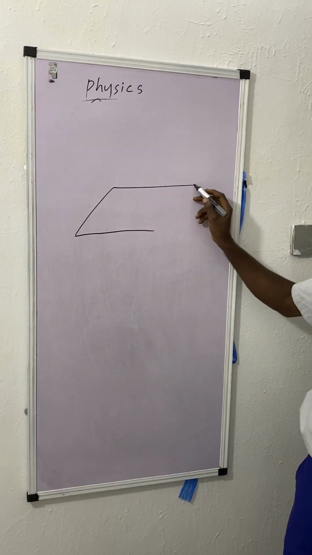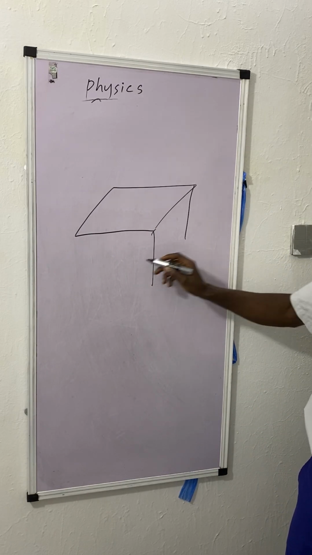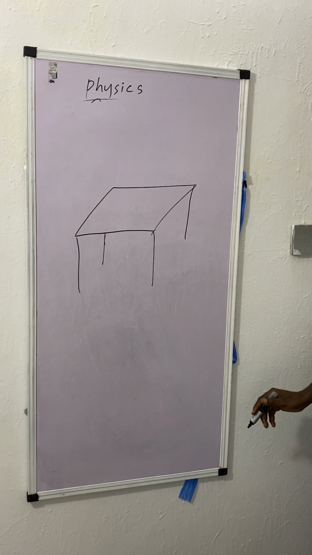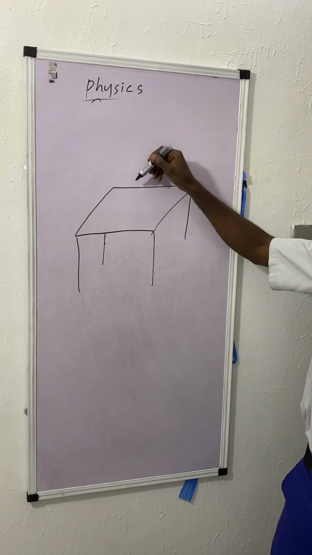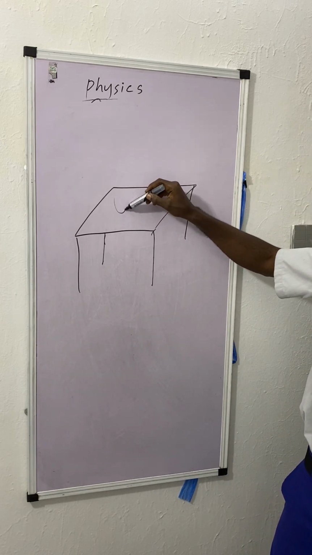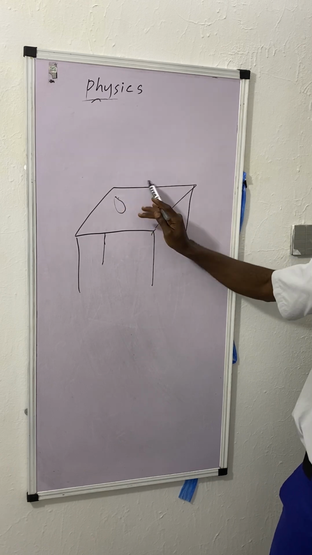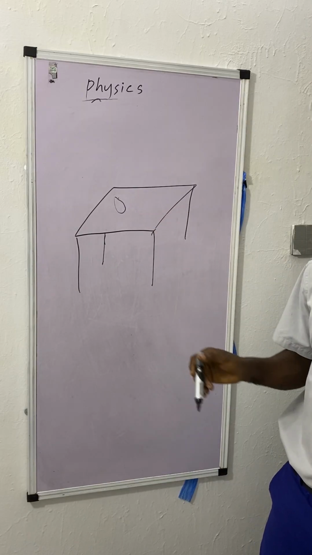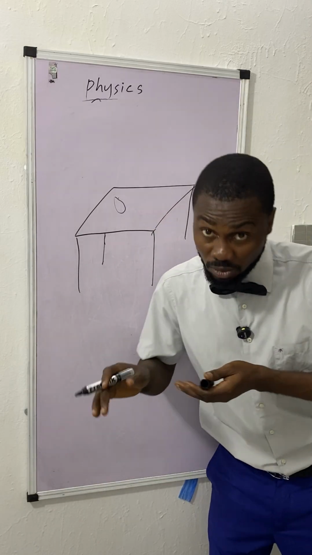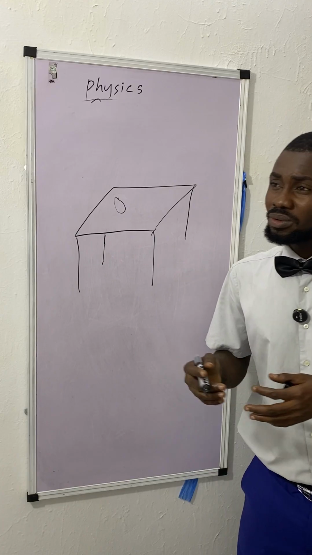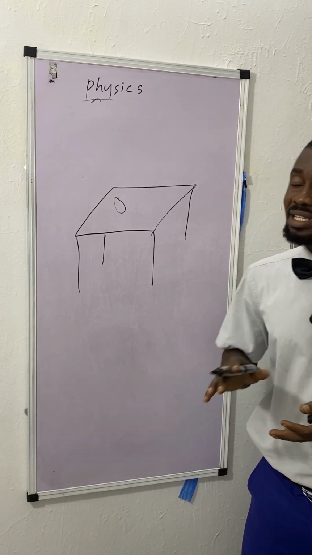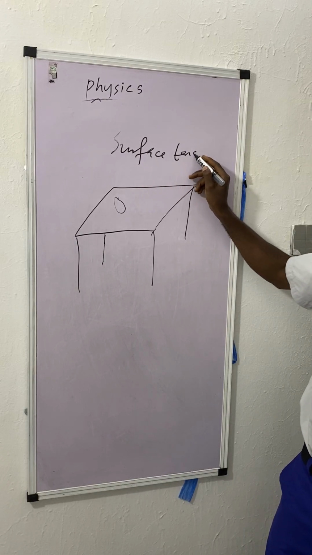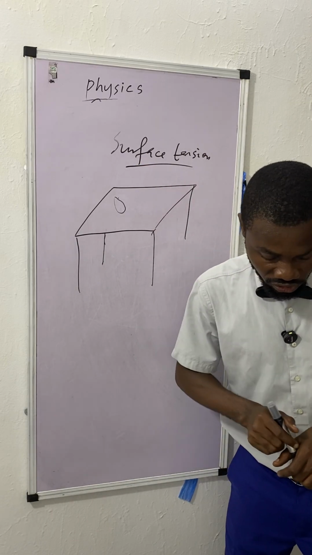Let's say this is a table, for example. This is the leg of the table. Okay? So, if tea or water spills on this table, you are going to notice that it starts spreading in a thin film on the table. That force that enables the water to spread and stick to the table in a thin film is known as what? Surface tension.